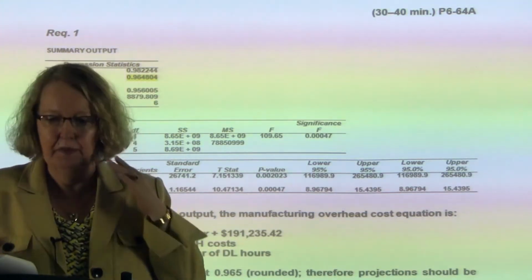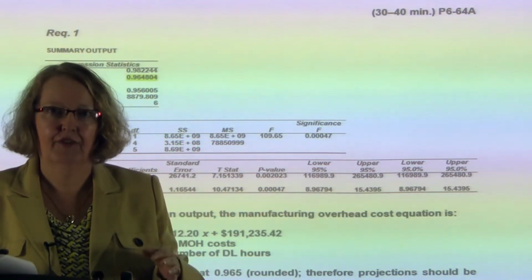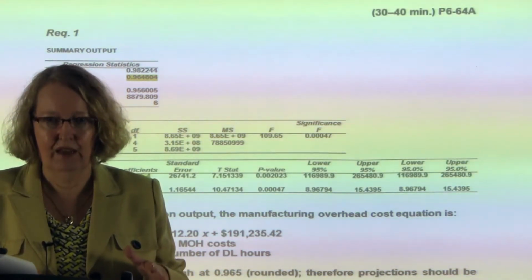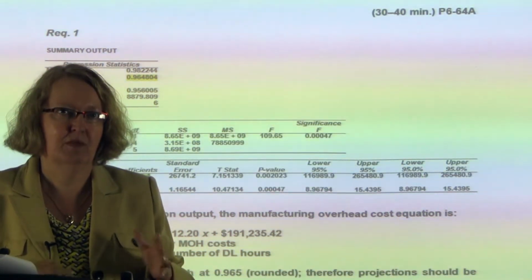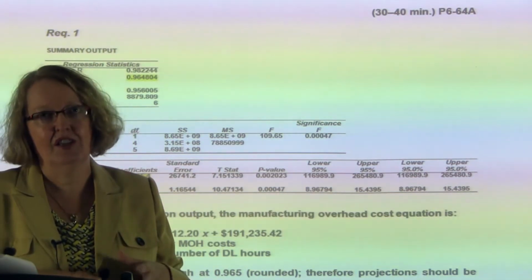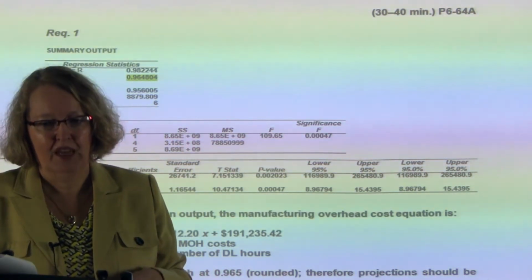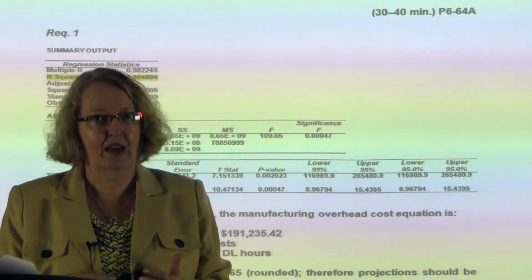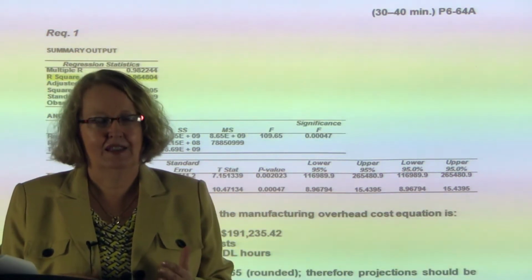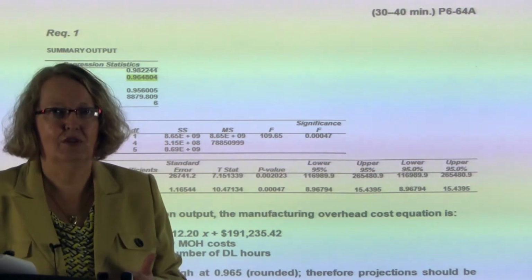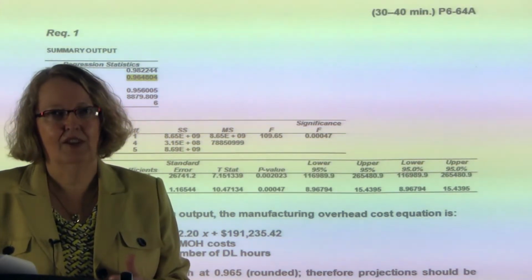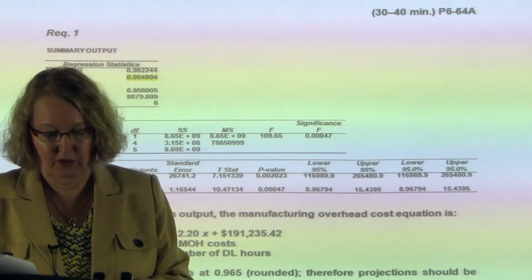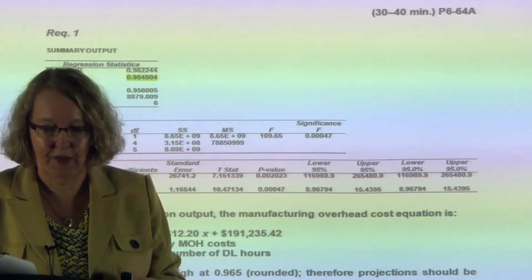And this problem is a continuation of problem 6-63. It's using the same data, but now a different methodology to break down your mixed cost into your fixed and variable. So whereas in number 63 we used the high-low method, which is quicker and faster to use, but not quite as accurate as, say, using the regression analysis. So in this problem we're using regression analysis to do the same thing.